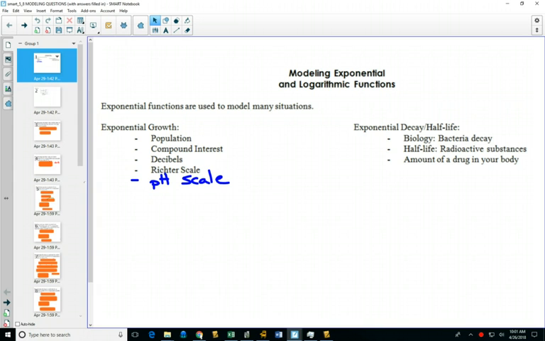Exponential decay and half-life. Some interesting things here. Biology, some things decay. Radioactive substances. Some radioactive substances decay and change, and they have a half-life. So what the half-life means is that in a certain amount of time, half of it has changed. With drugs in your body, this is an interesting concept, and an interesting thing to think about with sports and drugs in your body for sport.